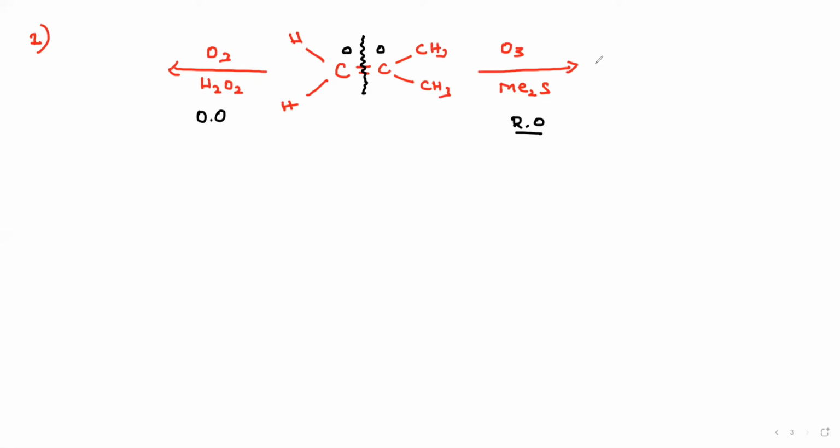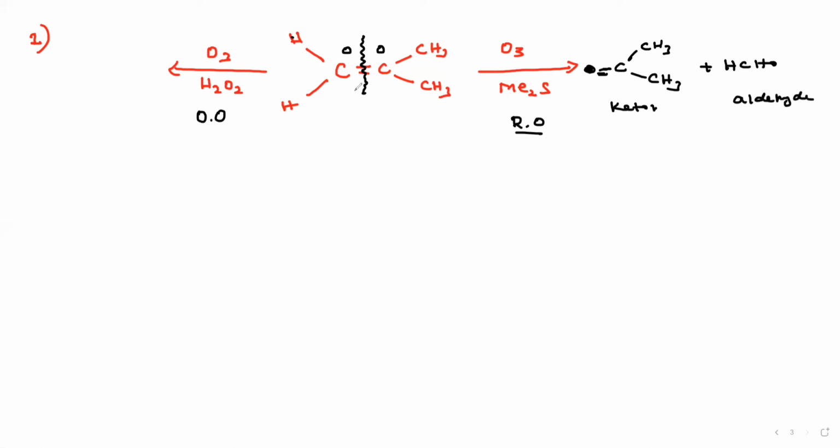See, CH3COCH3, right? C double bond O and CH3, CH3. This is a ketone, right? Yes or no? We get a ketone, simple. Then HCHO, this is formaldehyde. HCHO, this is an aldehyde. You got the point?